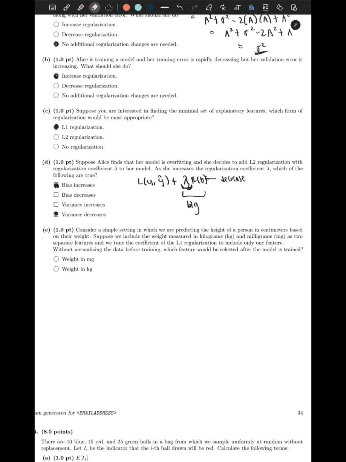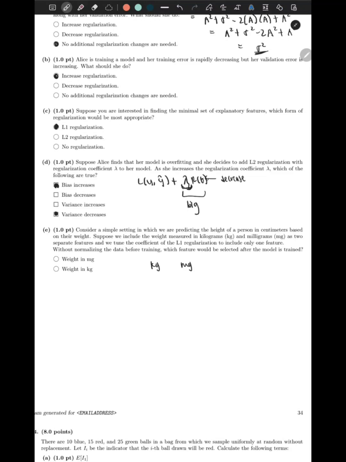Moving on to part E, consider a simple setting in which we are predicting the height of a person in centimeters based on their weight. Suppose we include the weight measured in kilograms and milligrams as two separate features, and we tune the coefficient of the L1 regularization to include only one feature. Without normalizing the data before training, which feature would be selected after the model is trained? Okay, so we have two features, which both measure weight. Just one is measured in kilograms, and the other is measured in milligrams.